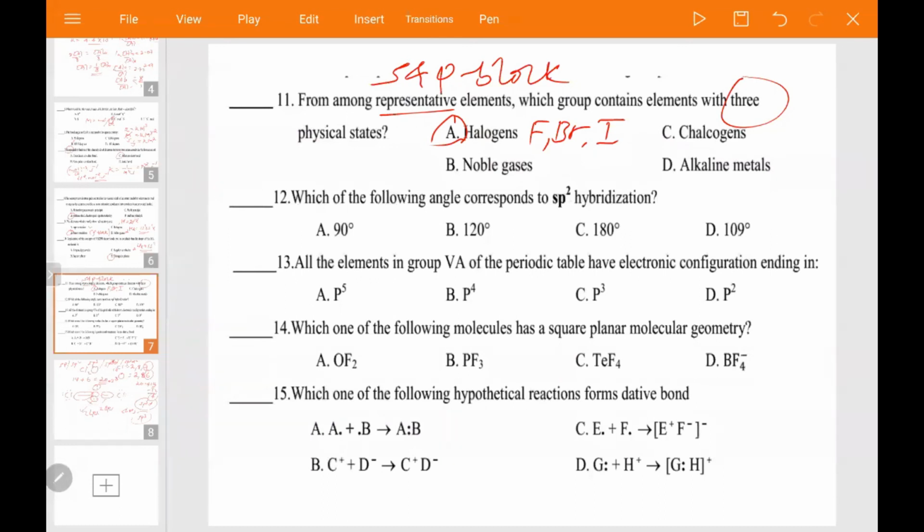Which of the following angles corresponds to sp2 hybridization? sp2 ማለት ስንት ፔር አለ ማለት ነው? 3. ስለዚህ አንግሉ ስንት ይሆናል? B. 120, excellent. Like BF3 is the best example, boron trifluoride is the best example of sp2 hybridization with an angle of 120.